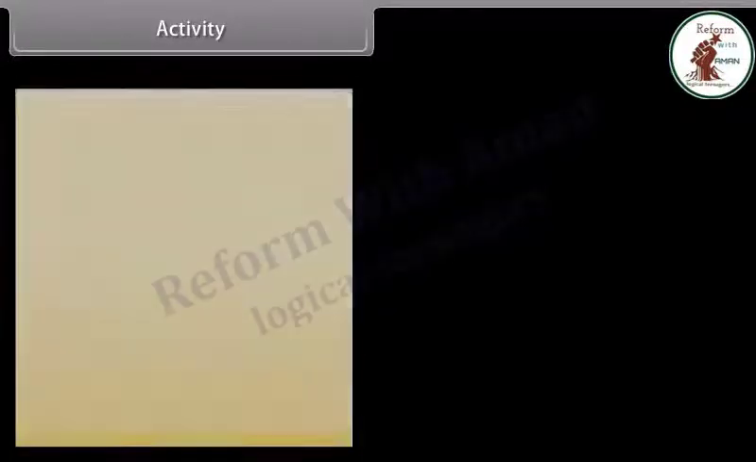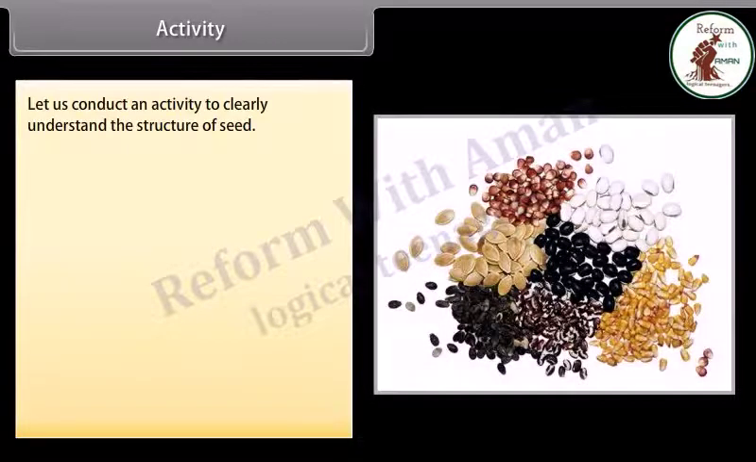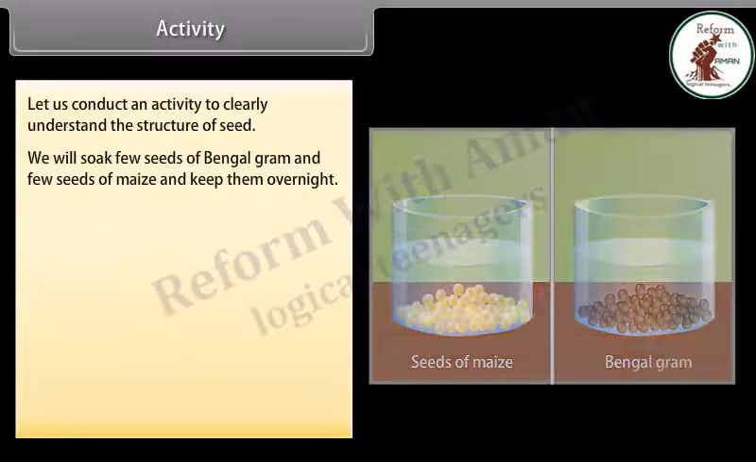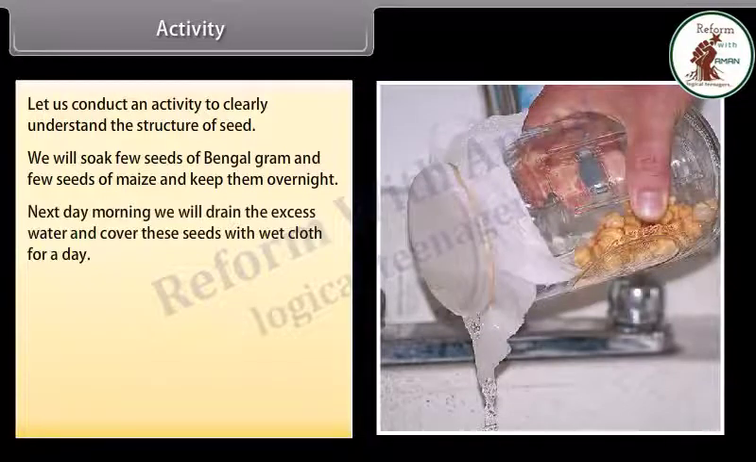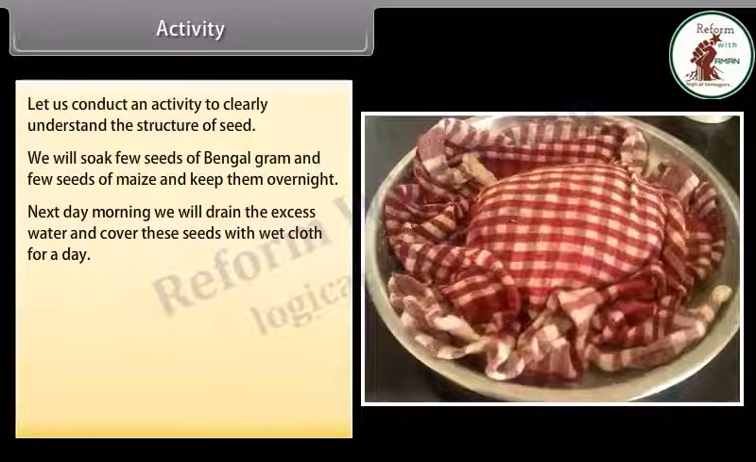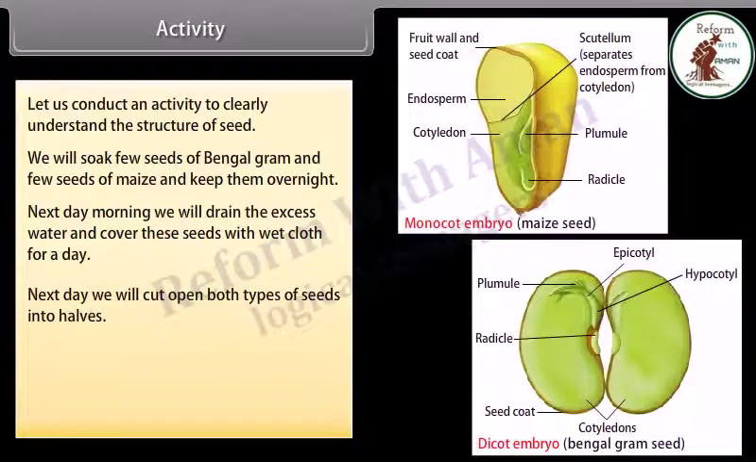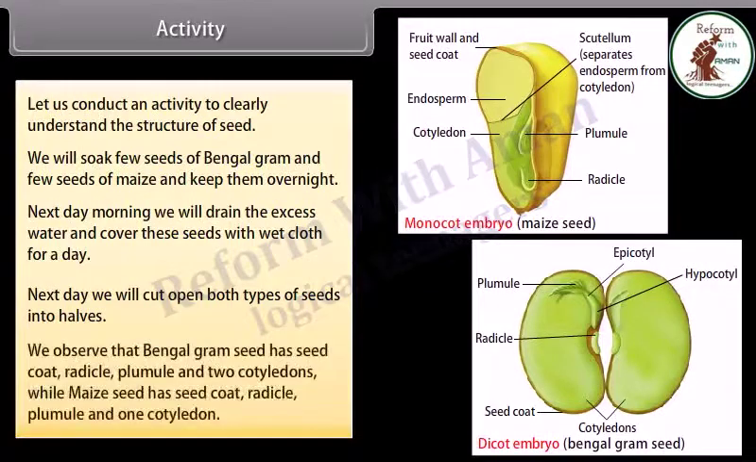Activity. Let us conduct an activity to clearly understand the structure of seed. We will soak a few seeds of Bengal gram and a few seeds of maize and keep them overnight. Next day morning we will drain the excess water and cover these seeds with wet cloth for a day. Next day we will cut open both types of seeds into halves. We observe that Bengal gram seed has seed coat, radicle, plumule and two cotyledons, while maize seed has seed coat, radicle, plumule and one cotyledon.